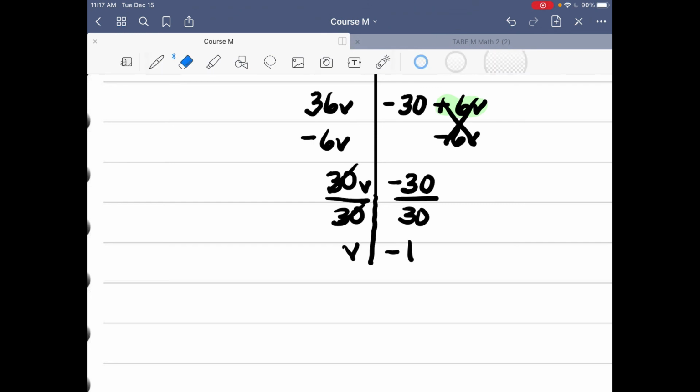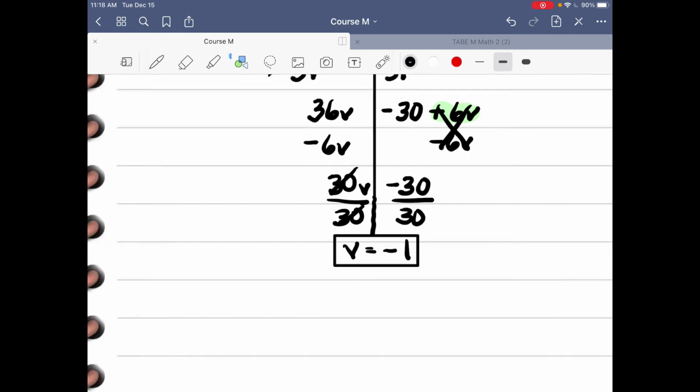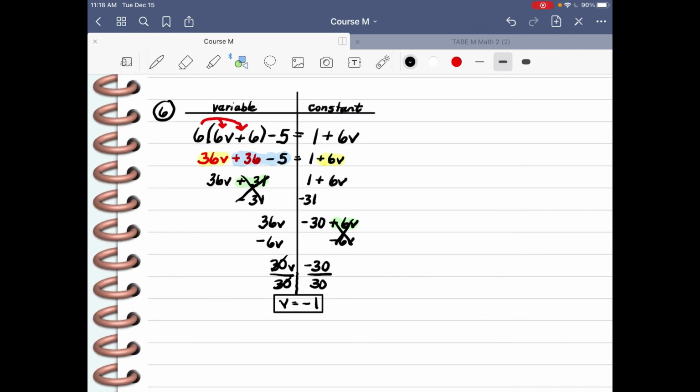And that is negative 1. It's already standard. V is negative 1. I would encourage you to stop this video. Go back, watch problem 6 over and over until you understand it very well. If you can do problem 6, you can do anything in algebra. This is as bad as it will ever get, and most of the time it's not going to be this bad. So number 6 is a good one to review many times until you are an expert at number 6.